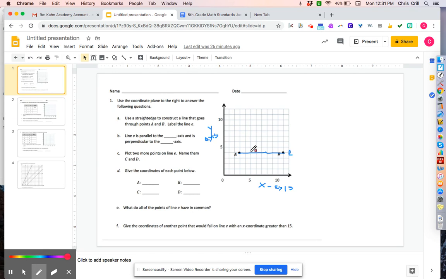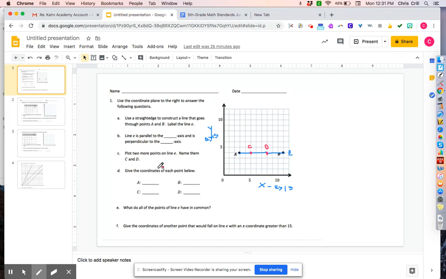Then it says plot 2 more points on line E. So your points can be anywhere on this. It doesn't have to be where I'm plotting my points. I'm just going to put a point here, and I'll put a point there. I'm going to call this point C, and I'm going to call this point D. Name them C and D.